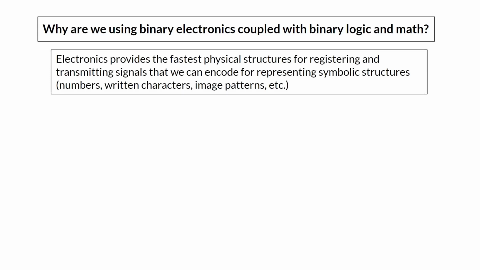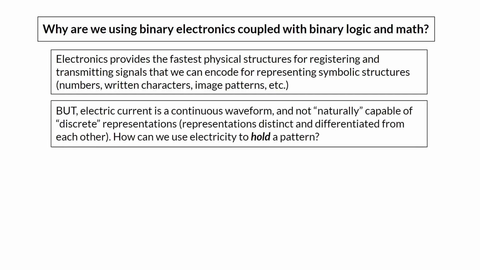Well, electronics provide the fastest physical structures for registering and transmitting signals that we can encode for representing symbolic structures, numbers, written characters, images. But electrical current is a continuous waveform and not naturally capable of discrete representations. That's representations distinct and differentiated from each other. How can we use electricity to hold a pattern?